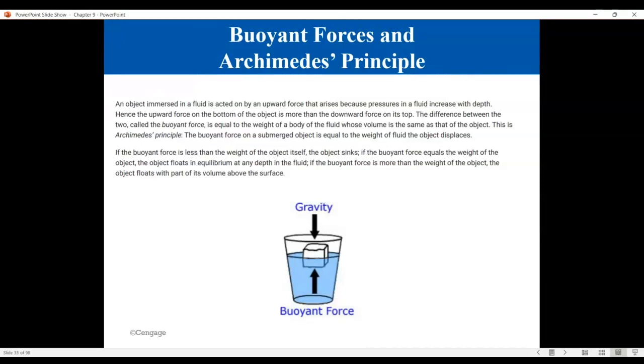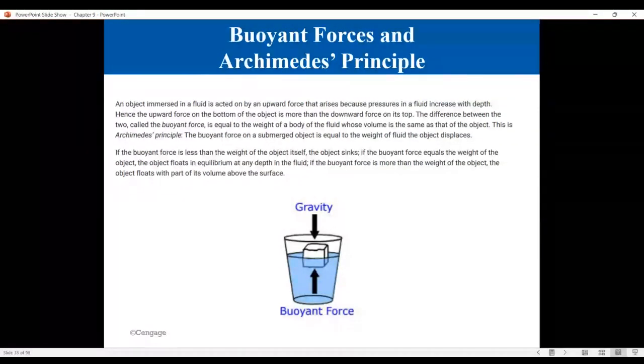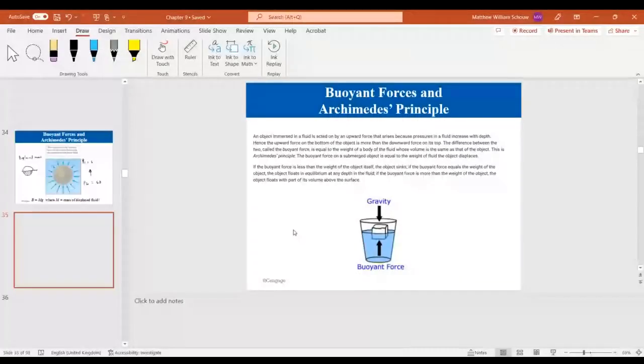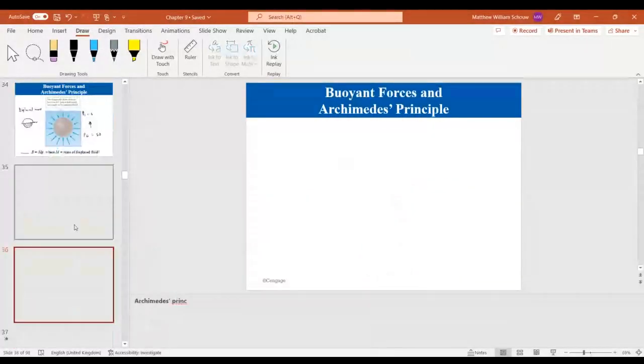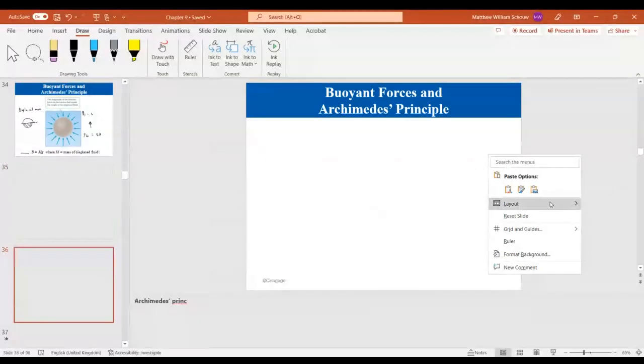And the difference between the two, called the buoyant force, is equal to the weight of the fluid whose volume is the same as the object, right? This is Archimedes' principle. Then again, the buoyant force on a submerged object is equal to the weight of the fluid it displaces, right? Okay. So now, what I want to show you is whether things will sink or float. We've talked about this together before, so we have an idea.